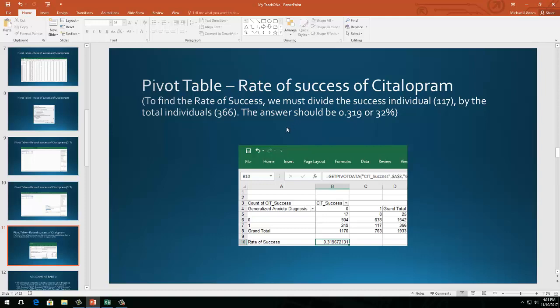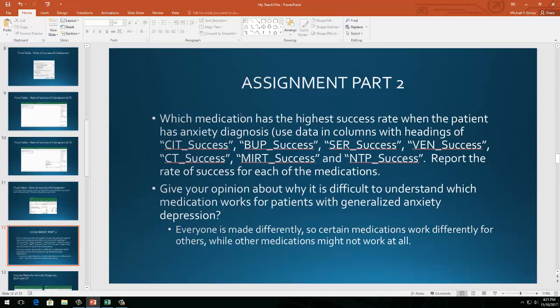That was for the first part. For the second part, it asks which medication has the highest success rate when the patient has anxiety diagnosis, and it wants us to get the same format but for different drugs: BUP, SER, VEN, CIT, MIRT, and NTP. It wants us to report the rate of success for each of the medications, and also give your opinion about why it is difficult to understand which medication works for patients with generalized anxiety depression. Well, in my opinion, everyone is made differently, so certain medications work differently for others, while other medications might not work at all.